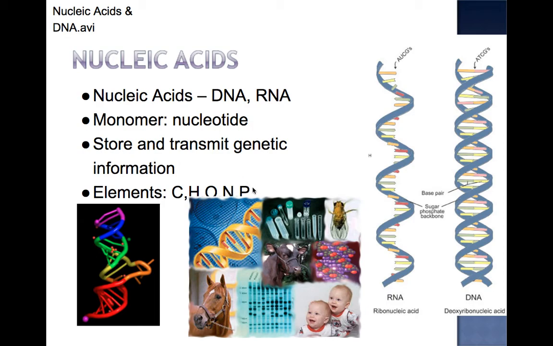These are found in the nucleus. DNA is in the nucleus. RNA can leave the nucleus. Their monomer is a nucleotide, and I'm going to teach you a little bit later, nucleotides are made of three things: a nitrogen base, a sugar, and a phosphate. And their main goal is to build protein and to store all genetic information for later generations.